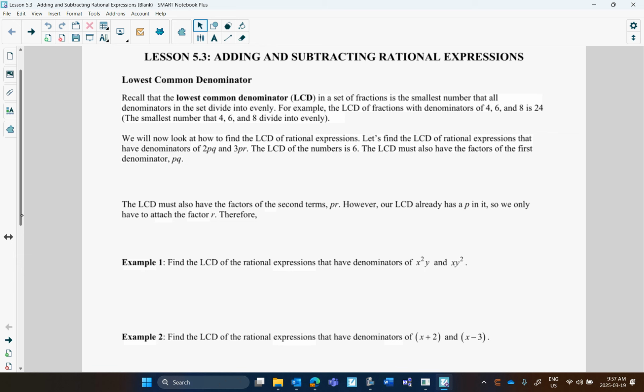Now I can actually simplify the top. Negative 5x over 12. Look at the numbers and see if they can be reduced. They cannot. So we're done.